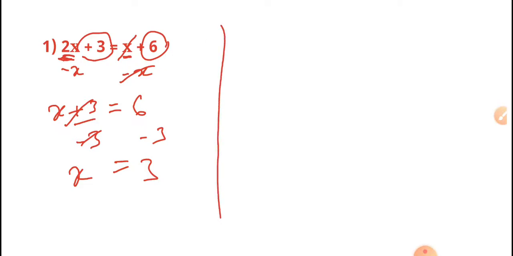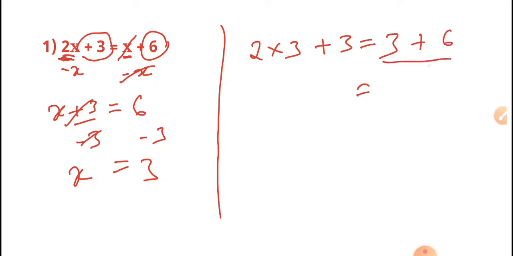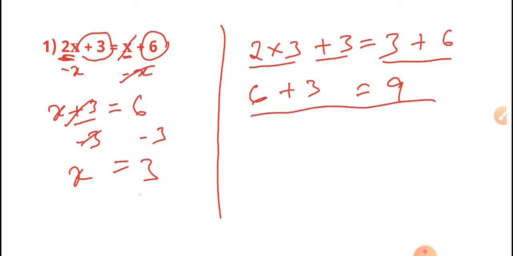It's always a good idea to check if my answer is correct. So instead of 2x, I'm going to write 2 times 3, because we think x is equal to 3, and then add 3 should equal x plus 6, but instead of x I'm going to write 3 plus 6. So on the right hand side, 3 add 6 is equal to 9. On the left hand side, 2 times 3 is 6, and then add the 3. Yes, 6 add 3 is equal to 9, so we are right. x is equal to 3.